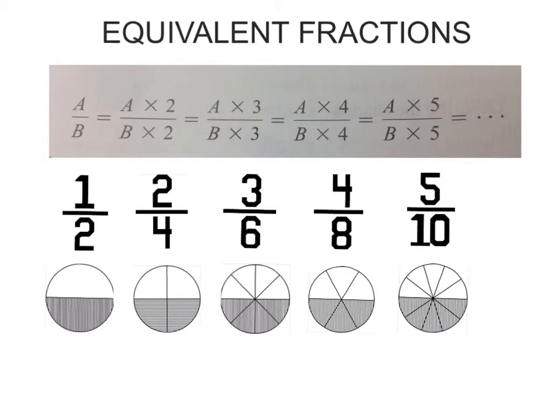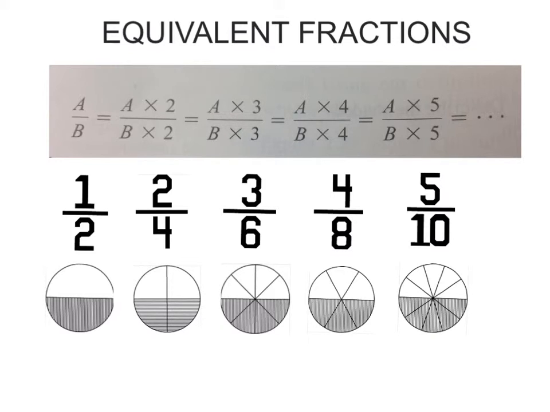For example, let's look at 1/2. If we multiply both the numerator and denominator by 2, we would get 2/4. If we multiply both by 3, we would get 3/6. If we multiply both by 4, we would get 4/8. If we multiply both by 5, we would get 5/10. All of these are equivalent to 1/2.